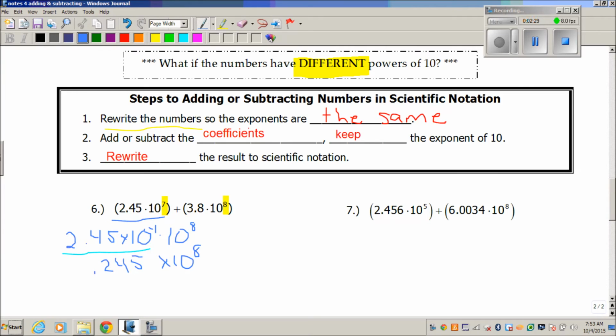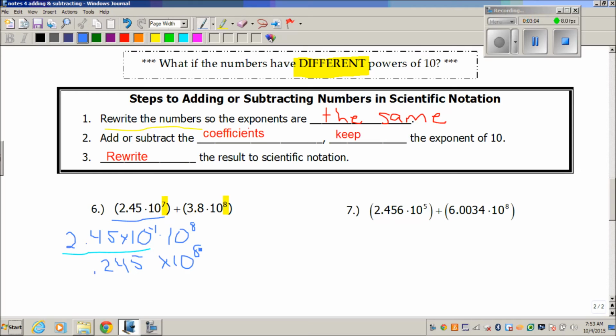And that's how you rewrite a number so that they have the same exponent of 10. I wanted both to have 10 to the 8th, so I rewrote the first number. So it's 10 to the 8th times 10 to the negative 1. And then I used that 10 to the negative 1 to fix my coefficient. So now I've got 0.245 times 10 to the 8th. This is just like how we rewrite numbers at the end of the process, except we're going to do it at the beginning so that they both have the same power of 10. Now that they have the same power of 10, I can add these two numbers together.